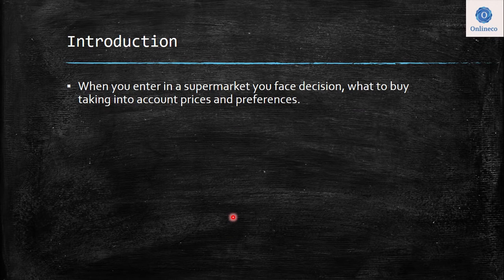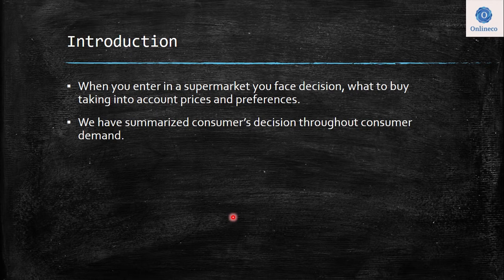Let's imagine that you are going inside a supermarket and naturally you need to face a decision. You need to make a choice. So the point is what to buy, taking into account price and preferences. Obviously, you really want to eat really nice food, but unfortunately, maybe due to the prices, that's not possible.